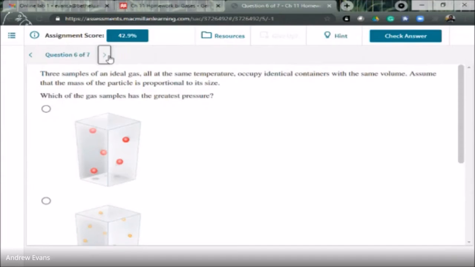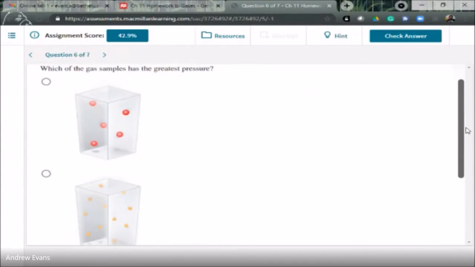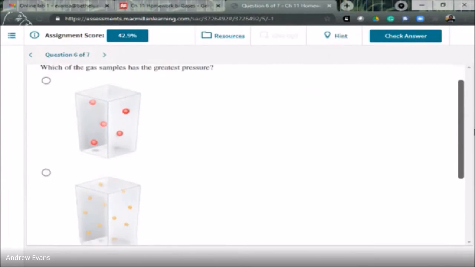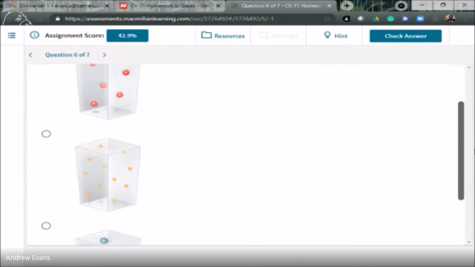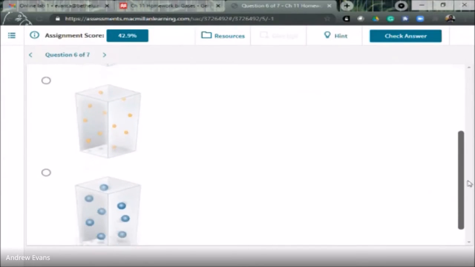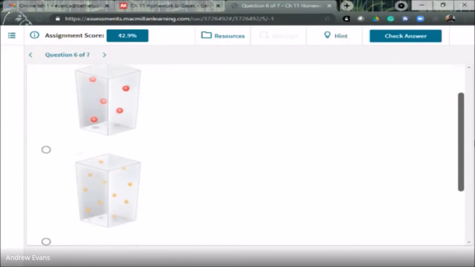Three samples of ideal gas, all the same temperature, occupy identical containers with the same volume. Assume the mass of the particles is proportional to the size. What gas has the greatest pressure? All at the same temperature, same volume. So you have medium-sized gas, light-sized gas, heavy-sized gas.